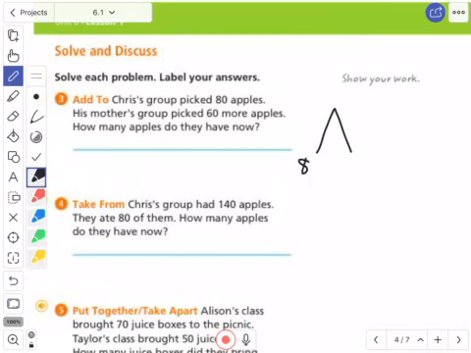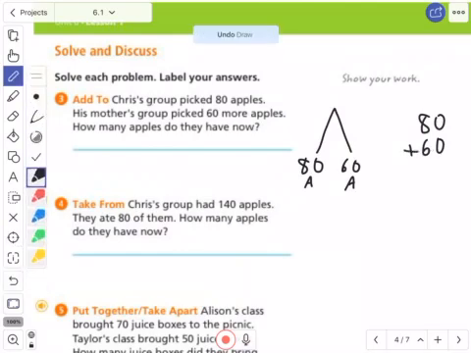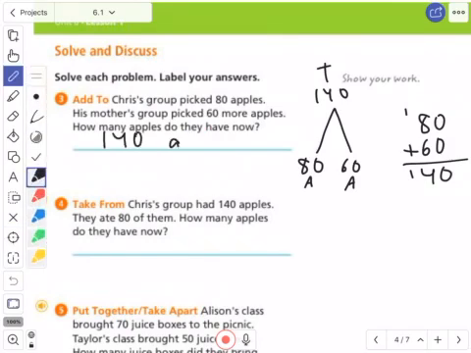Well, Chris's group started with 80. That's an addend. His mother's group picked 60 more. It's an addend. Then I have to figure out 80 plus 60. I could do it mentally. I'm going to do this quick just to make sure I have it correct though. 0 plus 0 is 0. 8 plus 6 is 14. 4, carry the 1 up there, 140. So my total is 140. So how many apples do they have now? Oh, okay. 140 apples.